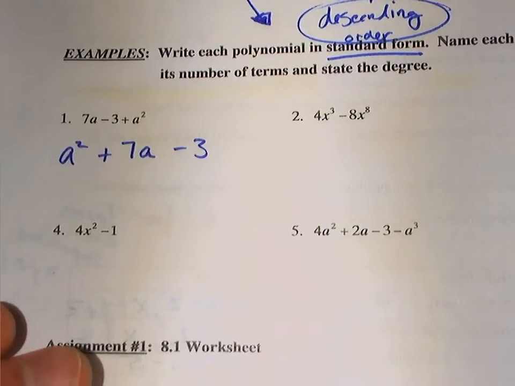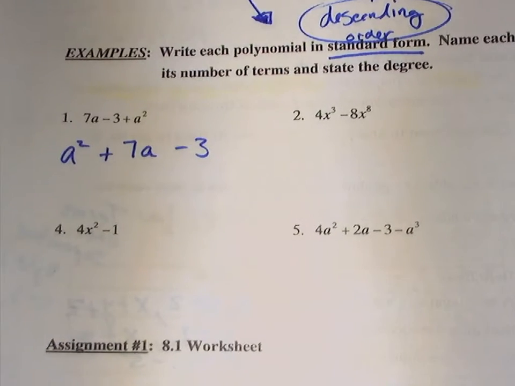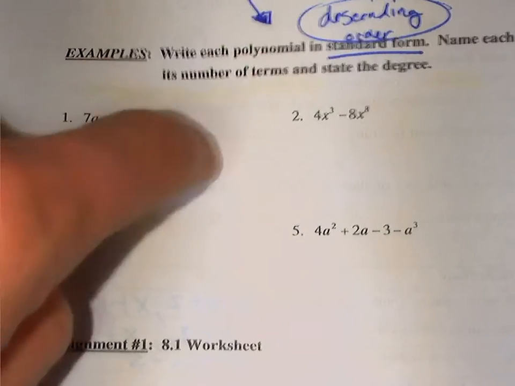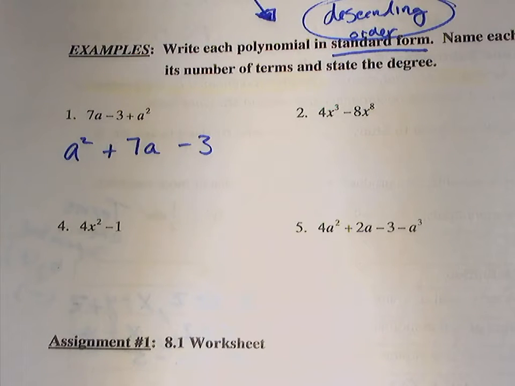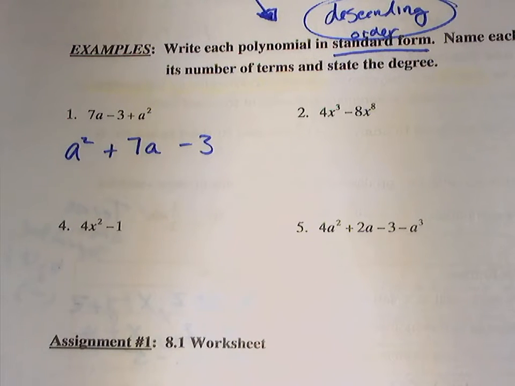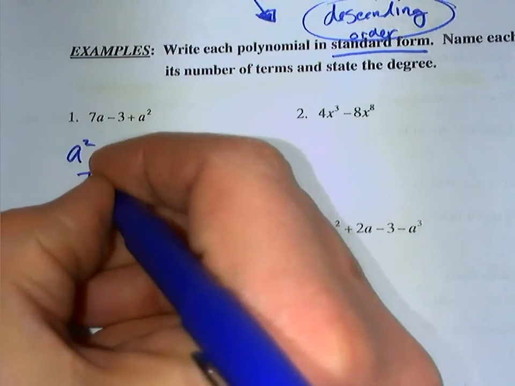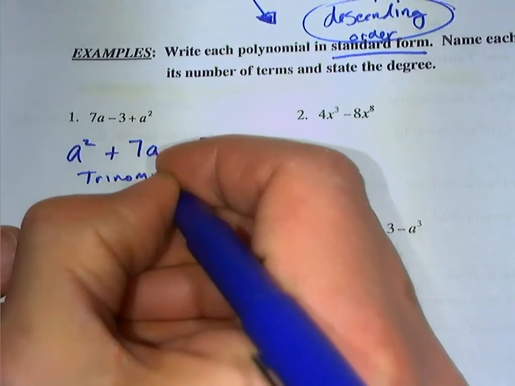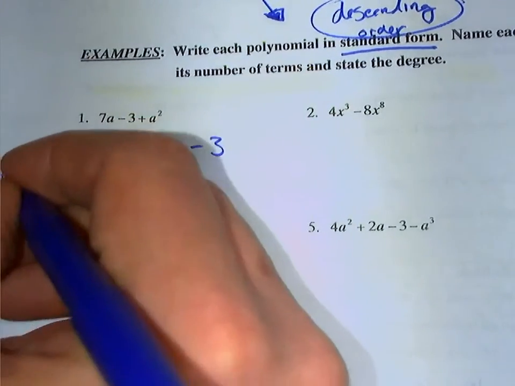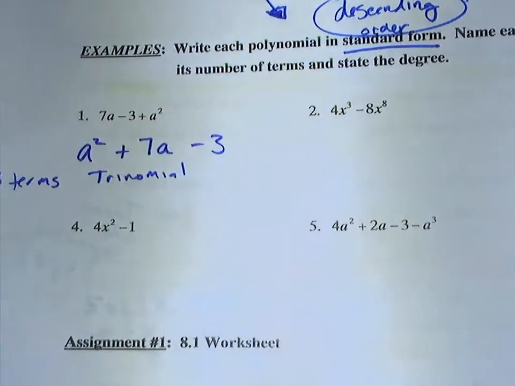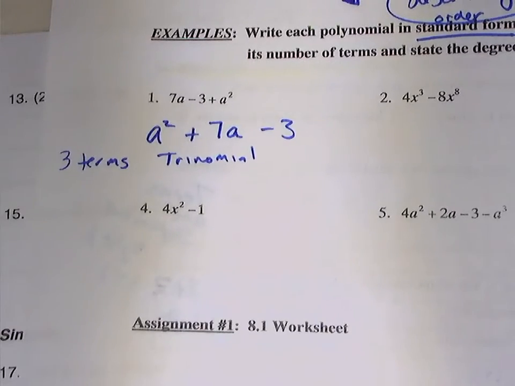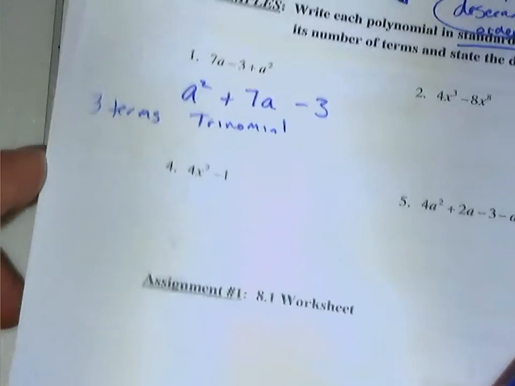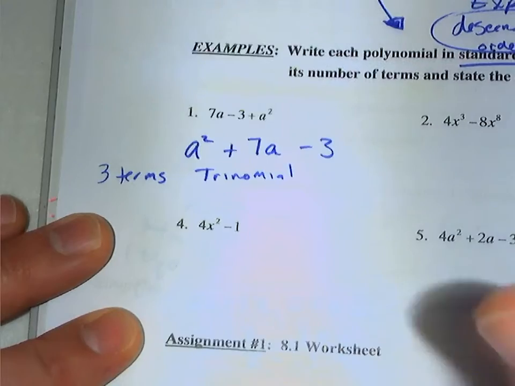All right, so next we got to name the polynomial. What is this thing called when it has 1, 2, 3 terms? Isn't that like the pie? Yes, triangle, I've got trinomial. This is a trinomial. The reason why it's a trinomial, it has 3 terms. Remember, terms are separated by pluses or minuses. So that guy's a trinomial.